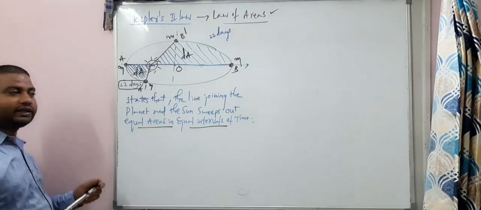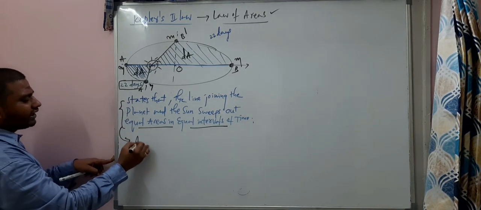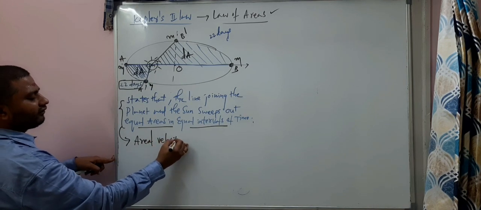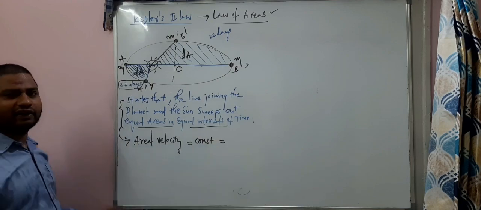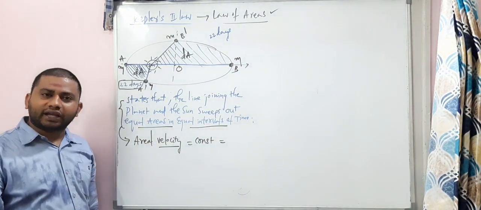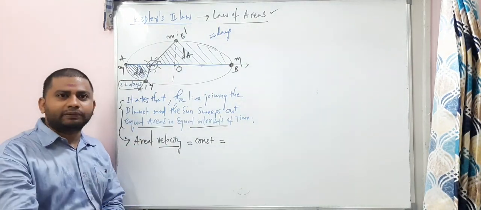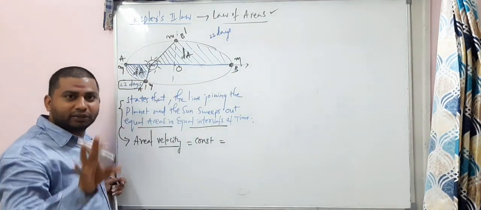So the conclusion of this is that the areal velocity of a planet is constant. The areal velocity of a planet is constant. You know what areal velocity is? Generally, what is velocity? Displacement by time. Areal velocity is areal displacement by time. Once again I am telling you, generally velocity means displacement by time.